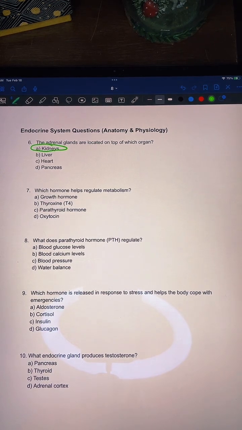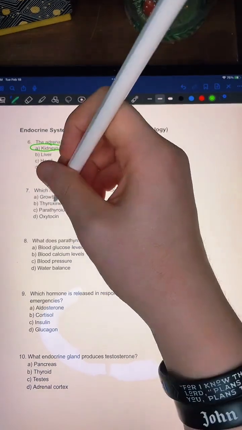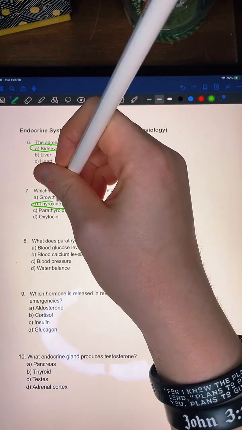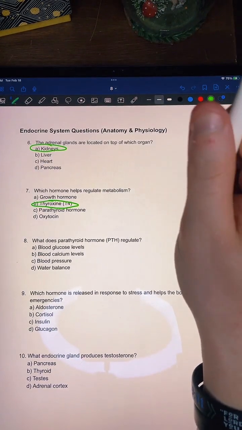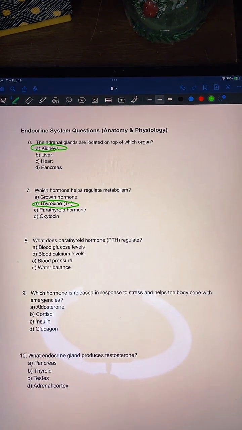I'm seeing a couple different answers here. We're on number 7. The answer for this one is B. Thyroxine. I did see a couple answers there. Did we want an explanation on that one? Or are we ready to move on to number 8? So either just put explain, or, okay, yes. We would like an explanation.